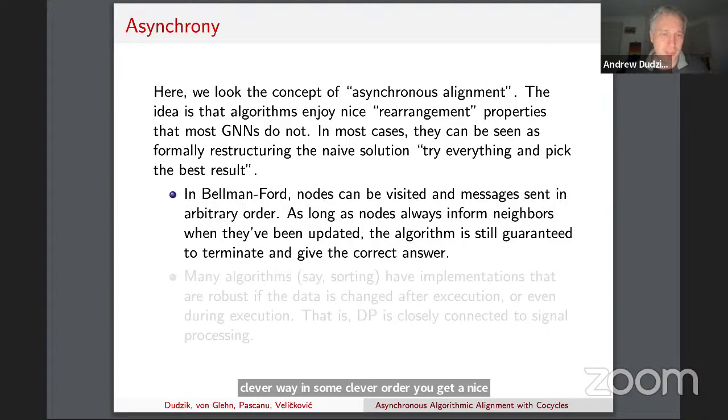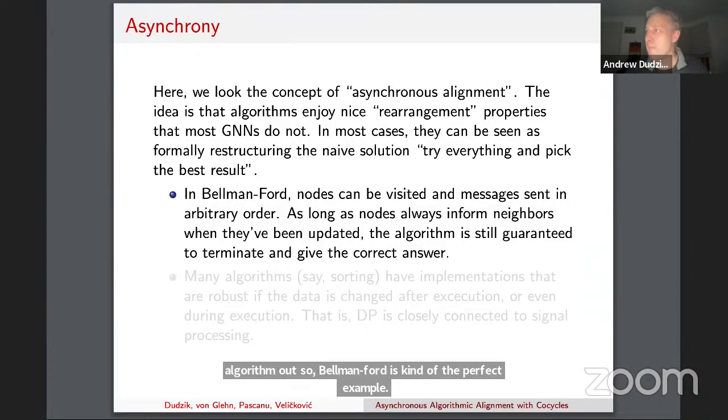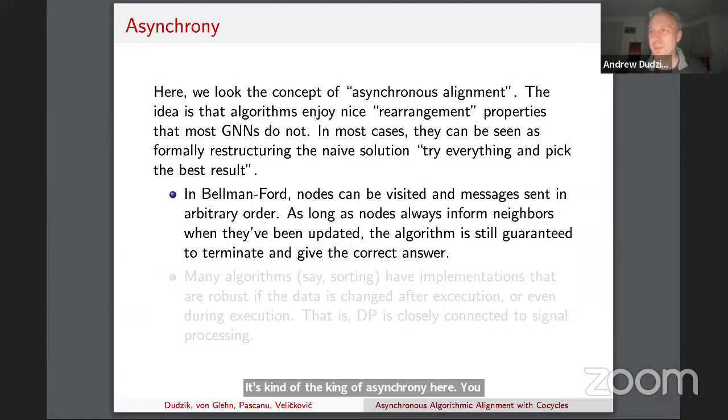So Bellman Ford is kind of the perfect example. It's kind of the king of asynchrony here. You can basically update your nodes in any order you want, send messages in any order you want. And as long as you follow some pretty basic rules, that you always tell your neighbors when you've been updated, you might pick badly and go slower, but you're still guaranteed to terminate with the correct answer.